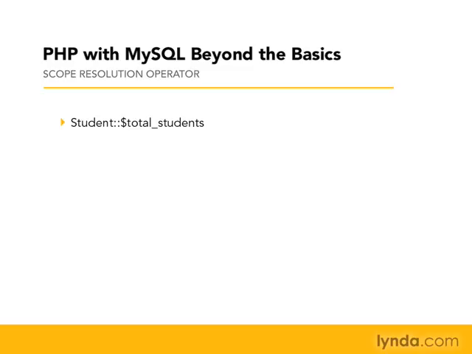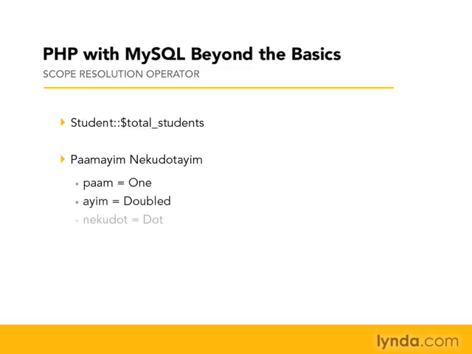Now in PHP, it also has a much bigger, fancier name, which I'm sure I will mispronounce, but Paamayim Nekudotayim. And if we break that down, it's Hebrew, and it means one doubled dot doubled. So one doubled dot and then doubled again. And that's why we have two colons. So that's the double colon in Hebrew.